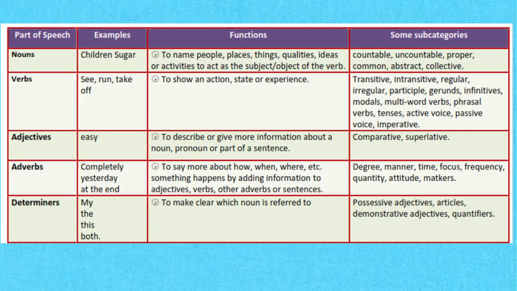Nouns. To name people, places, things, qualities, ideas, or activities, to act as the subject or object of the verb. Verbs. To show an action, state, or experience. Adjectives. To describe or give more information about a noun, pronoun, or part of a sentence. Adverbs. To say more about how, when, where, etc. something happens by adding information to adjectives, verbs, other adverbs, or sentences. Determiners. To make clear which noun.